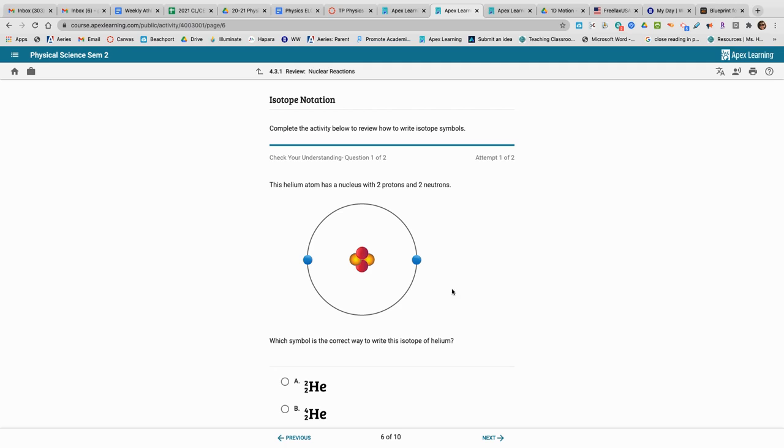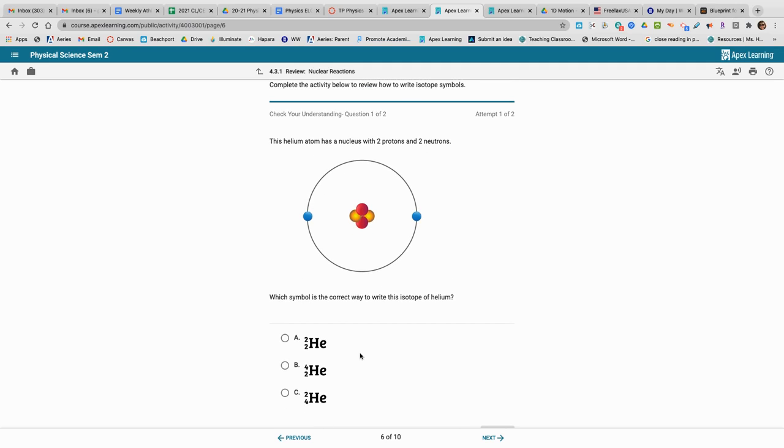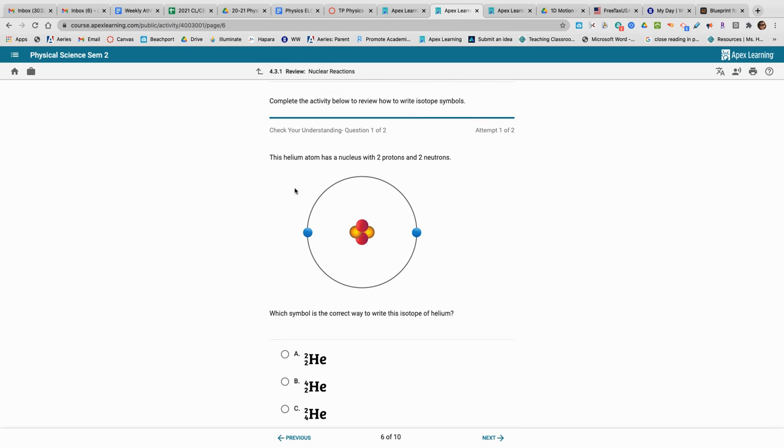Isotope notation. When we indicate an isotope, we use notation that looks like this. The bottom number means something and the top number means something. This says this helium atom has a nucleus of 2 protons and 2 neutrons. So think about the mass of this helium atom. If I have 2 protons and 2 neutrons, I will have a mass of 4.